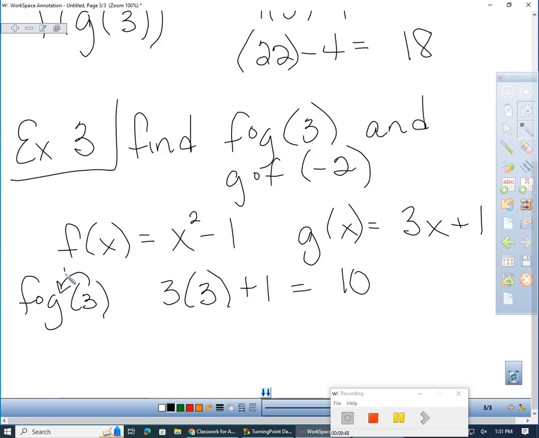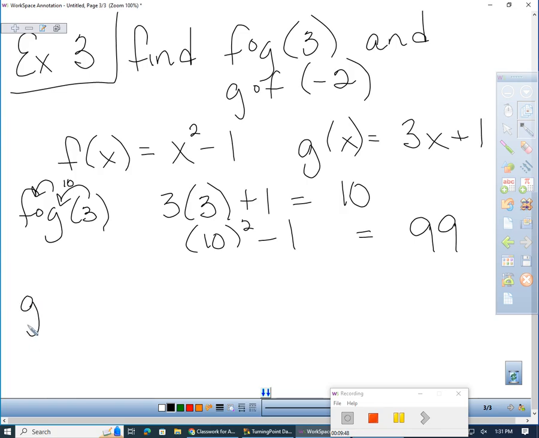Then we take that 10, I like to write my 10 there so I know where it goes, and I put it into my f. So I have 10 squared minus 1. So I get 99 for my first answer.